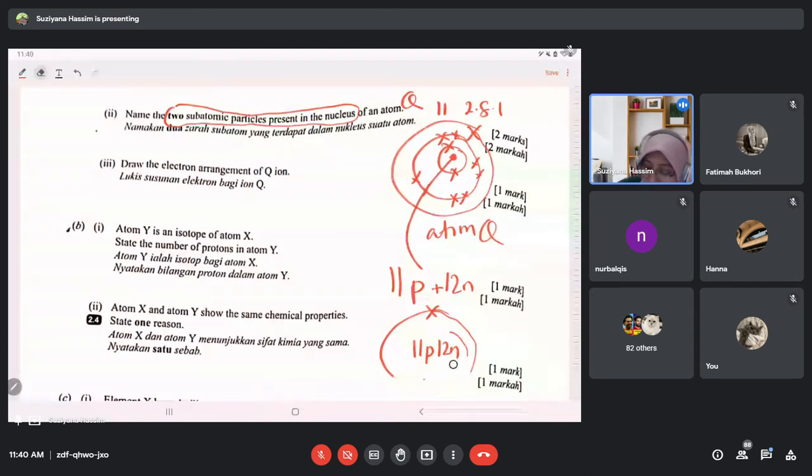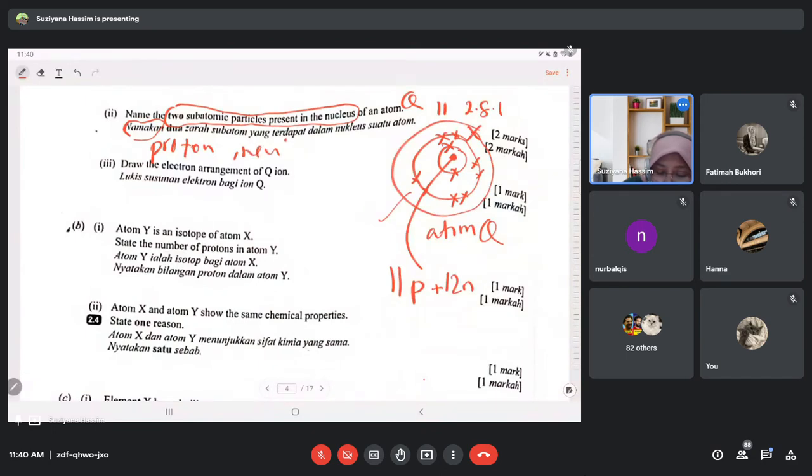Kalau you ask me, frankly speaking, teacher ajar student, teacher, ini, cari ni. Confirm tak salah. Understood. Okay, now. This is atom. So, apa dalam dia ada? Proton. Namakan nama. Kena tulis. Proton, neutron.